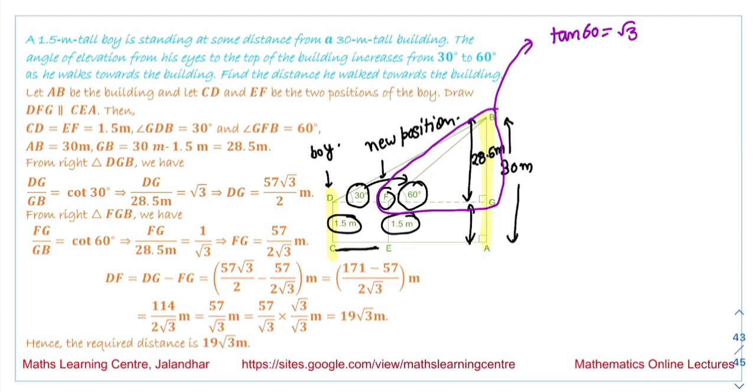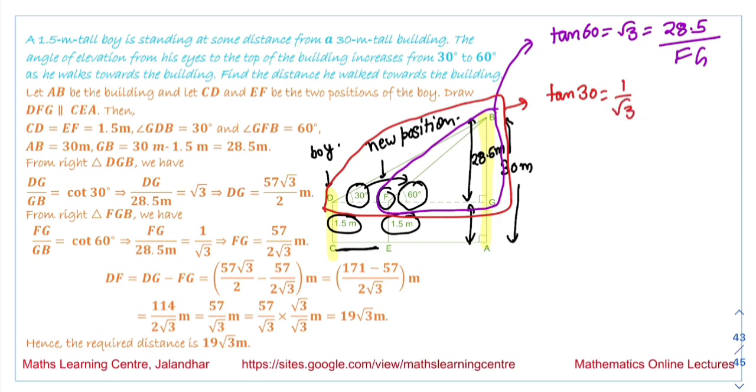Now if we consider the triangle BFG, we have tan 60, which is equal to root 3, equal to 28.5 over FG. If we consider the triangle DGB, we have tan 30, which is equal to 1 by root 3, equal to 28.5 over DG.